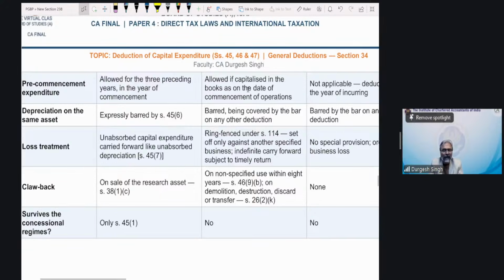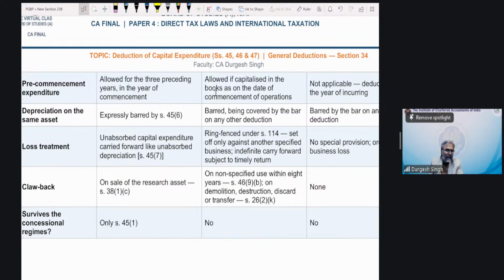What about section 46, students? Is there a capping? No. The only requirement is that if the capital expenditure is incurred before the commencement, it should be capitalized in the books. That is it. Then whatever is the capitalized amount in the books, when you commence your business, the entire capitalized amount, students, you will be allowed the deduction. Is that clear to all of you? Everyone?